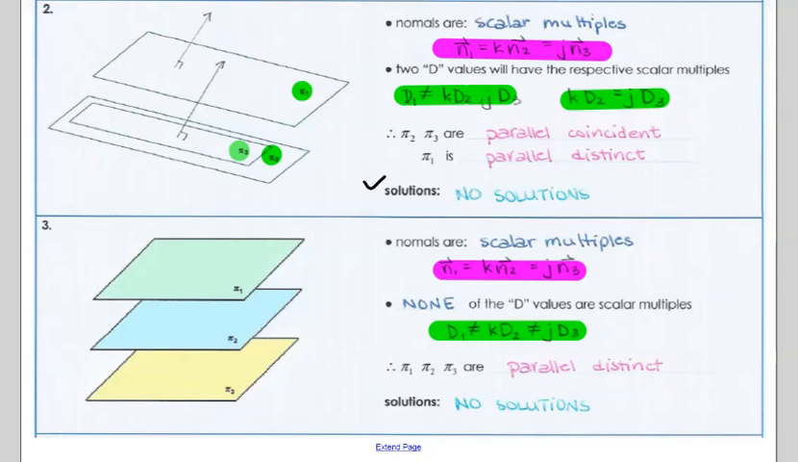Okay, now in terms of the solutions for this last case, there are none, again, because none of the planes have points that exist on all three planes at the same time.